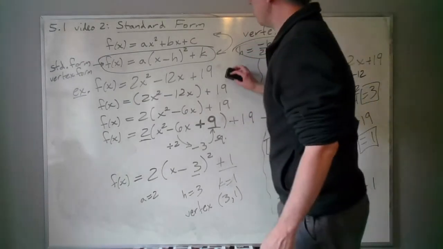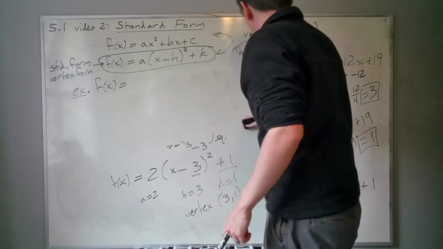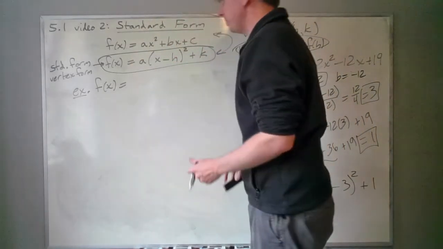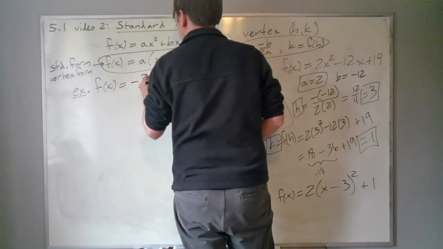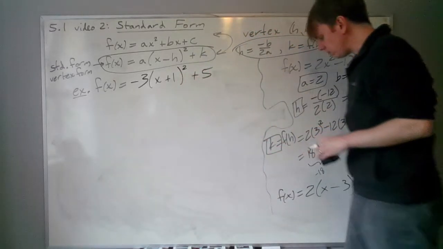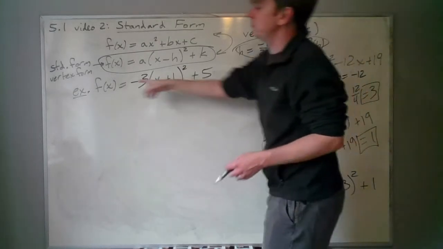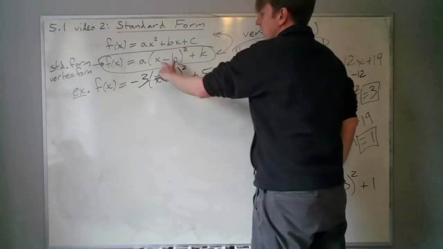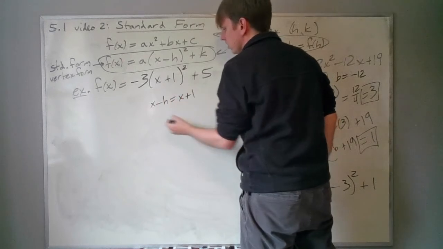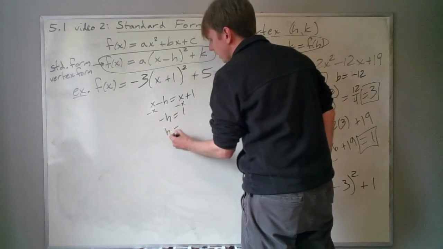Anyway, let's try an example where we work in the opposite direction. I'll give you a vertex form of a parabola, and we'll try and find the ax squared plus bx plus c form. So I'm going to use negative 3 times (x plus 1) squared plus 5. Notice before I go on what the vertex would be for the corresponding parabola. Since x minus h is equal to x plus 1, if I subtract x from both sides, minus h is 1, which means that h is actually negative 1.